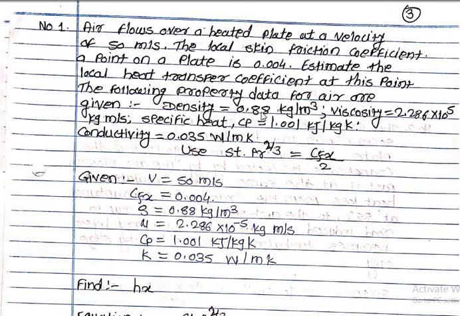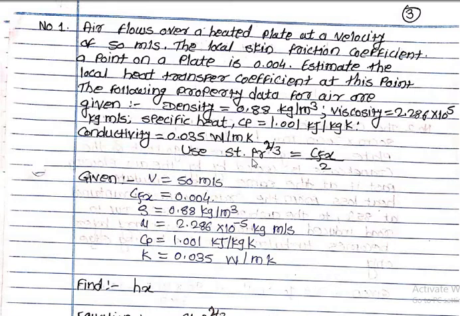Density is equal to 0.88 kg per meter cube. Viscosity is equal to 2.286 into 10 raised to minus 5 kg per meter second. Specific heat Cp is equal to 1.001 kilojoule per kg Kelvin. Thermal conductivity is equal to 0.035 watt per meter Kelvin. And here the relation is also provided in the problem.